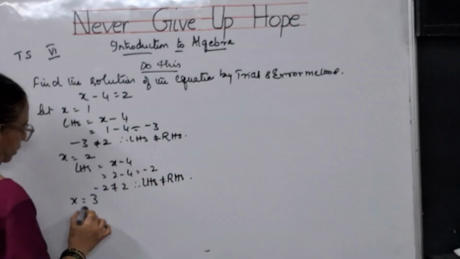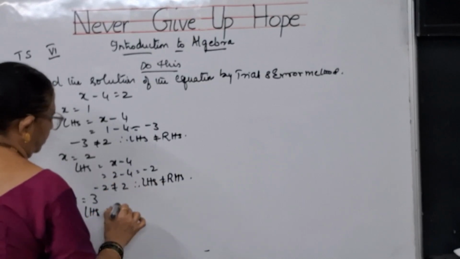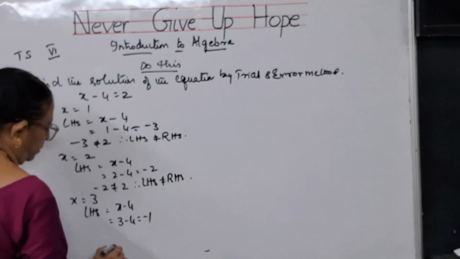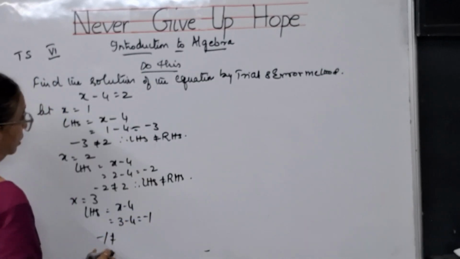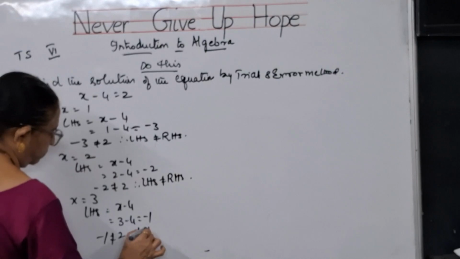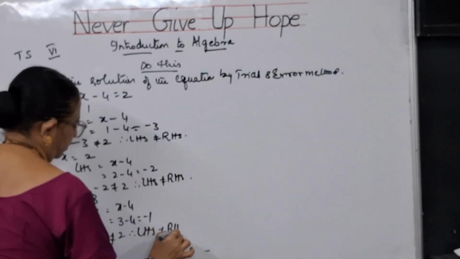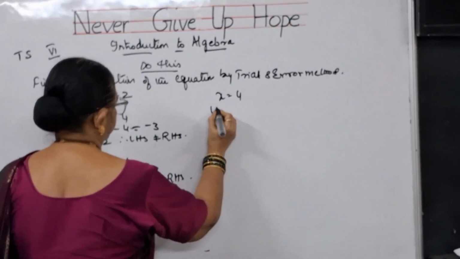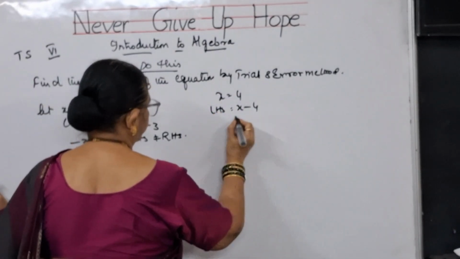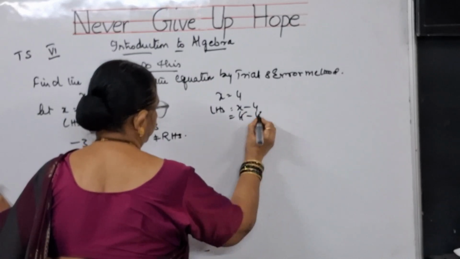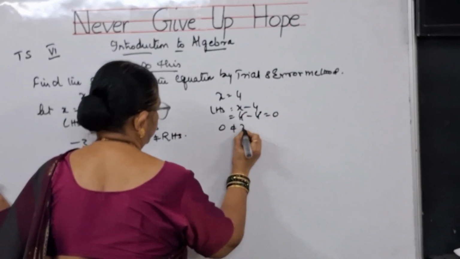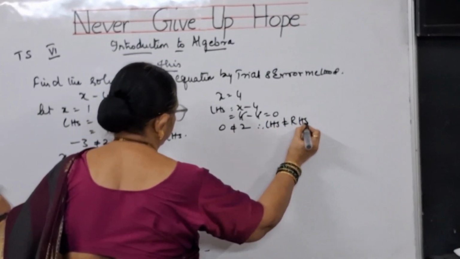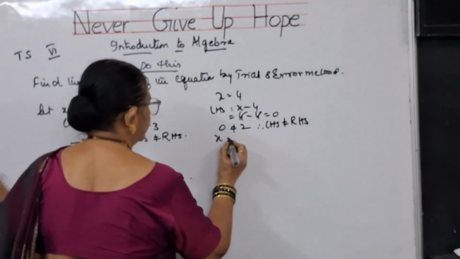x is equal to 3. LHS, x minus 4. 3 minus 4 is minus 1. Minus 1 is not equal to 2. Therefore, LHS is not equal to RHS. x is equal to 4. LHS x minus 4. 4 minus 4, that is 0. 0 is not equal to 2. Therefore, LHS is not equal to RHS. x is equal to 5.